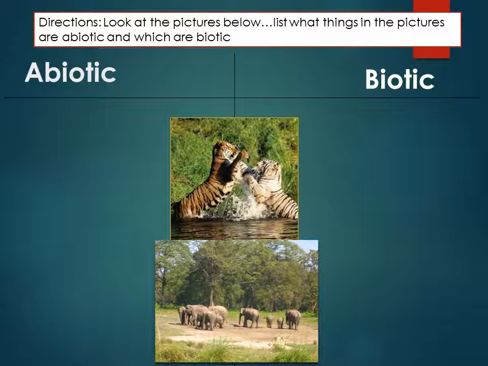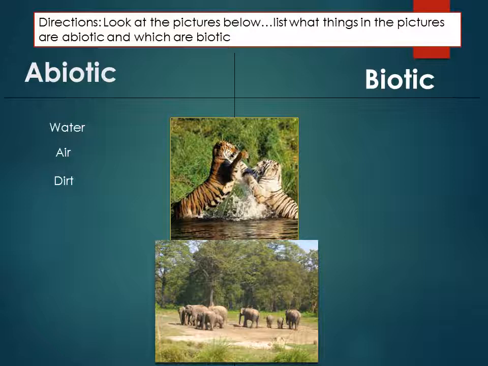Alright, let's start with abiotic. First, I see water. And although lots of life requires water, water itself is not alive. In fact, we drink the same water that dinosaurs drank, which is amazing. Also, I see sky, and I'm assuming there's air, and air also is not alive. Air is just a bunch of gases. So we have water and air. What else do we see? Well, I see the elephants are standing on what appears to be dirt. So dirt is not alive.